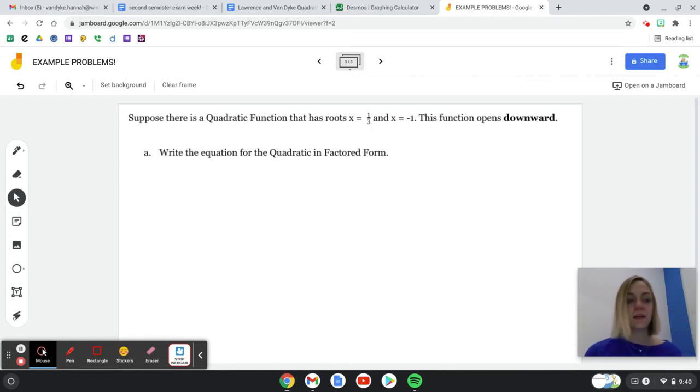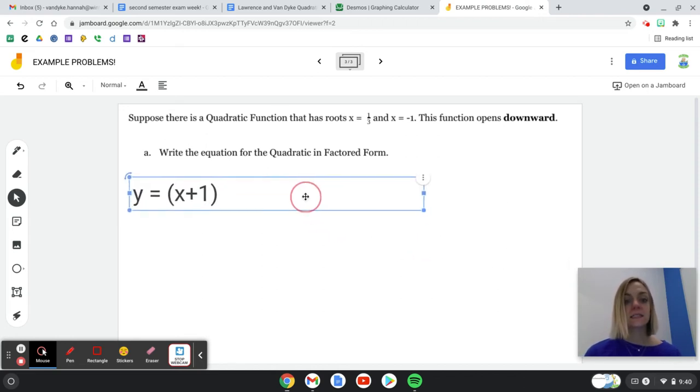So automatically, I know it's an equation, so I'm going to have y equals, and I'm actually going to look at this x equals -1 first because that's pretty easy to handle. If I am at -1 and I'm trying to get to 0, I need to add 1. So my factor that represents x equals -1 is x plus 1, because if x is -1 and I want to make my parentheses 0, I'm going to have to add 1 to that.